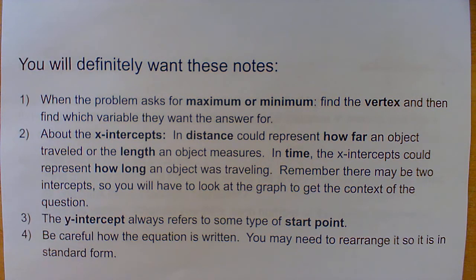First, when the problem asks for maximum or minimum, you want to find the vertex and then find which variable they want the answer for. Number two, about x-intercepts in distance, we could have how far an object traveled or the length an object measured. The problem could also say something about time, and the x-intercepts could represent how long an object was traveling. Remember, there may be two intercepts, so you'll have to look at the graph to get the context of the question. Three, the y-intercept always refers to some type of start point.